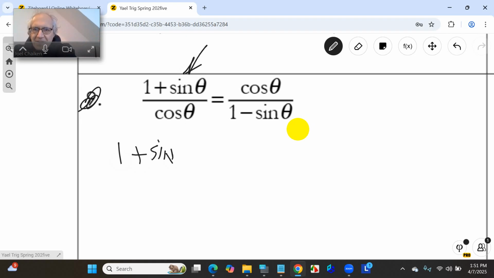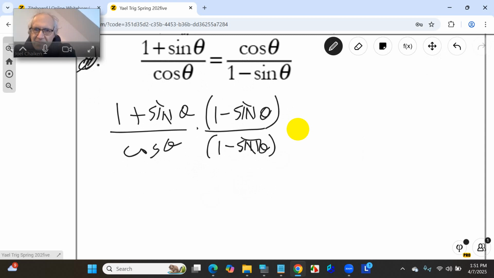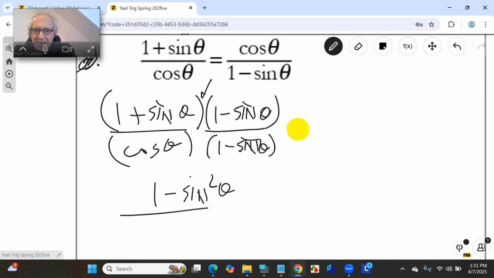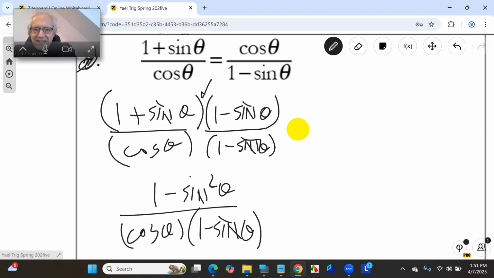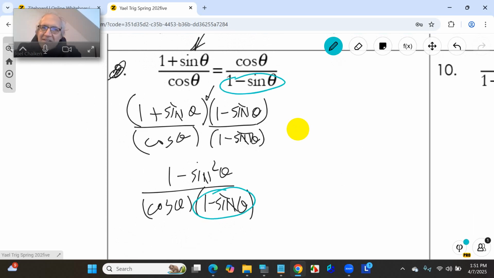1 plus sine of theta over cosine of theta. Multiply this times 1 minus sine of theta, and you'll see the magic that happens. You multiply this together, and you FOIL this out, and it's a difference of two perfect squares, really. So it's 1 minus sine squared theta, and this is cosine theta times 1 minus sine theta. Now, that's not that bad because you're supposed to have a 1 minus sine theta in the denominator. So you're getting there. Now, we bring in the Pythagorean identity.